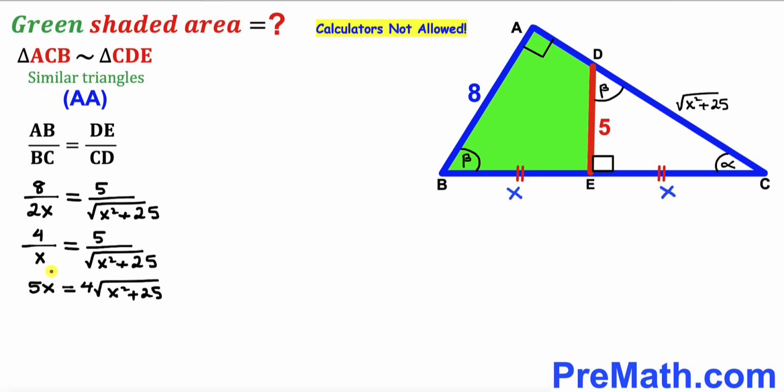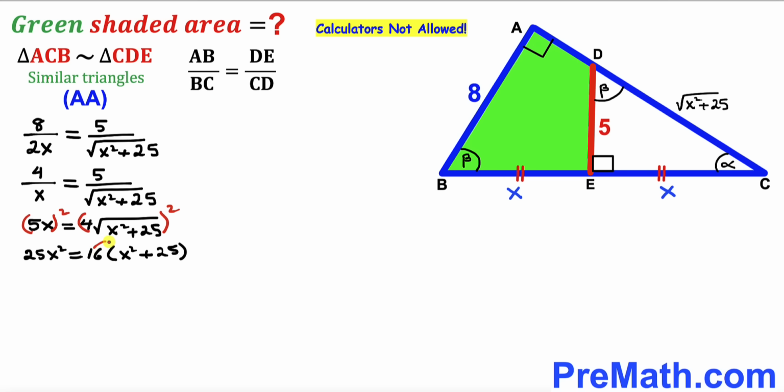And now I am going to take the square on both sides to undo this square root. So therefore we end up with 25 times x square is going to be equal to 16 times x square plus 25. And now we are going to distribute 16, as you can see in this next step. And now we are going to subtract 16x square from both sides. This is gone. So therefore we end up with 9x square equal to 400.